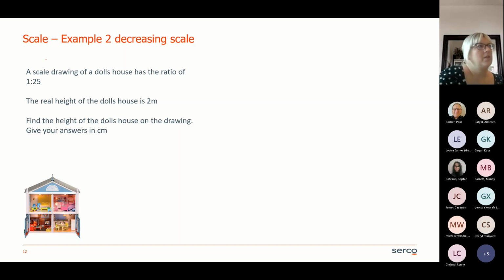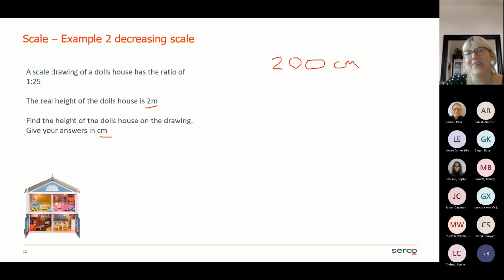So let's have a little look then. So 1 to 25. The height of the doll's house is 2 meters. Find the height of the doll's house in the drawing. Okie doke. So you've been asked to find the answers in centimeters, and the height of the doll's house is in meters. So what you would do is make sure that your measurements match. So the first thing that we would do is turn 2 meters into centimeters, and to do that we would multiply it by 100. So you would have 200 centimeters.